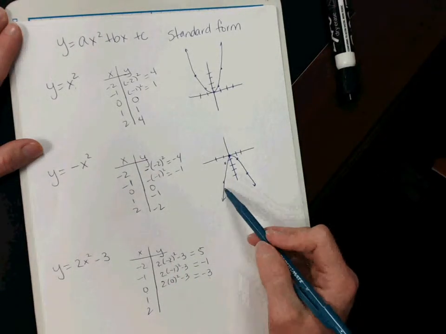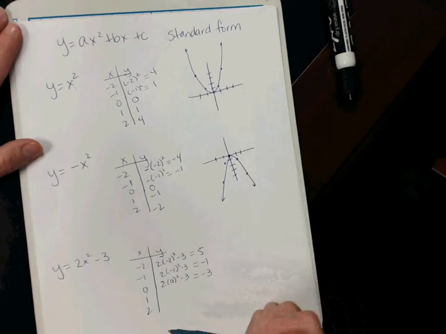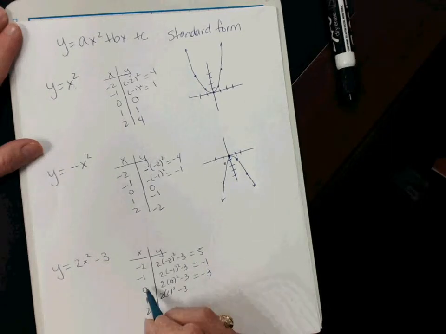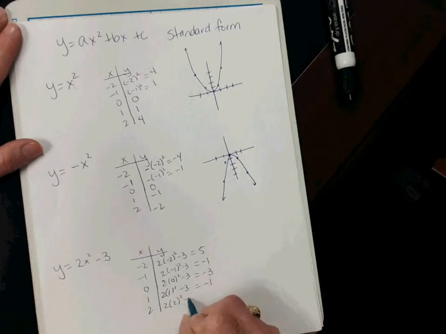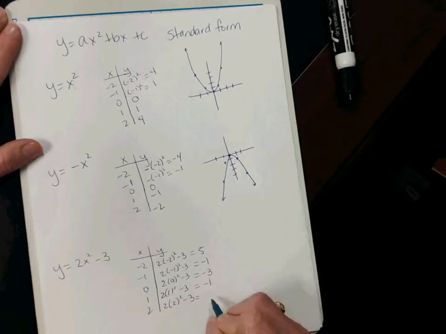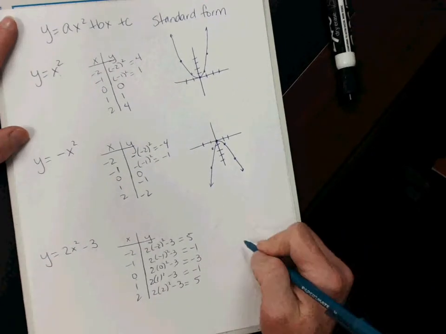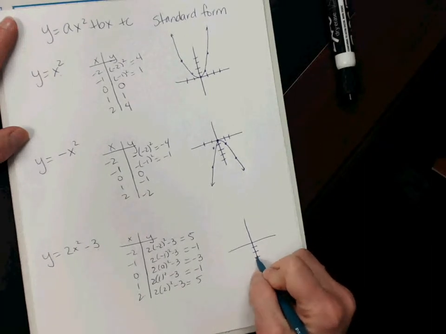Now you notice that both of these are symmetric around 0. And the same thing's going to be true here. When I plug in a 1, I should get the same thing I got for -1. So this is going to give me 2 times 1 squared minus 3. It's going to give me -1. If I plug in a 2, it's going to give me 4 times 2 is 8 minus 3 is 5. So again, it's going to be symmetric. I've got a y-intercept at -3.